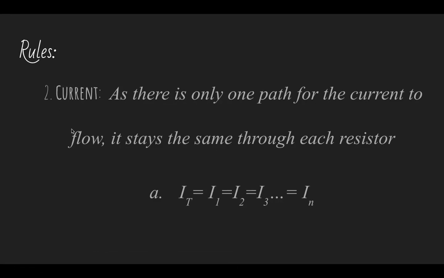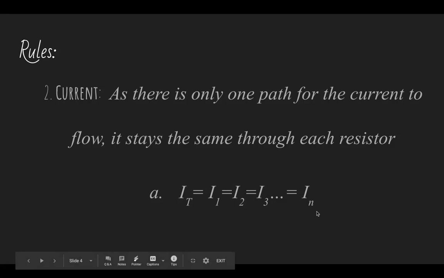For current, as you may recall, for a series circuit, there's only one path for the current to flow through. So the current is going to stay the same throughout each resistor. And a written out formula for current would look like IT equals I1, which equals I2, which equals I3, which equals In, or the given number of current values on the circuit.